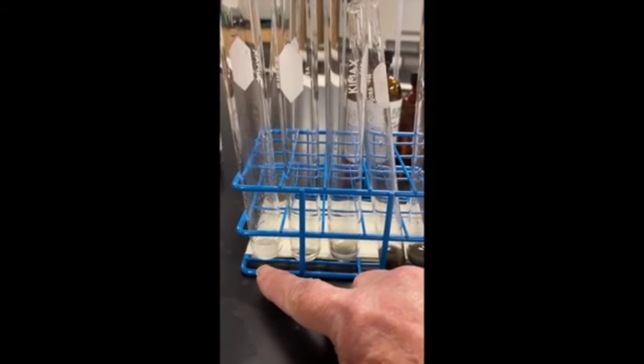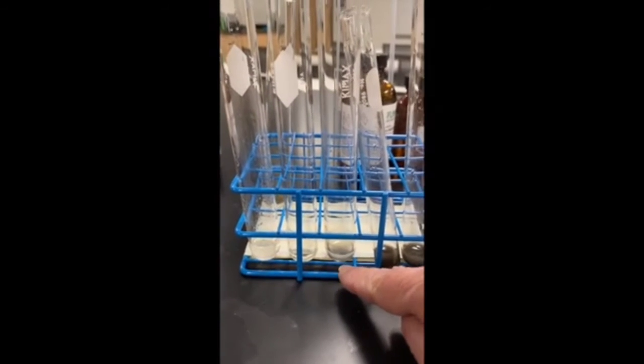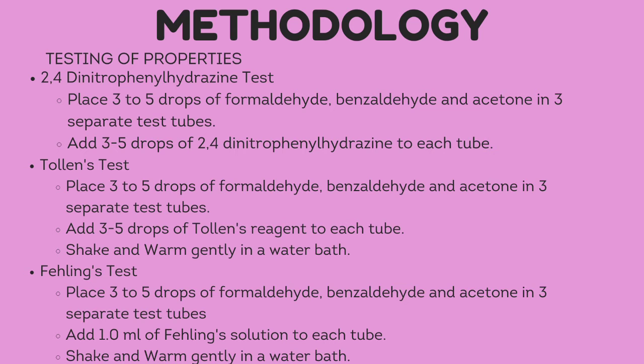The other 3: this one is benzaldehyde. It should have reacted. It should have made a silver mirror because it is an aldehyde. Now these other 2 aren't aldehydes, so they shouldn't react. And let's take a look. So neither one of them reacted.